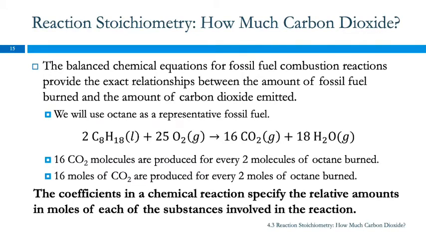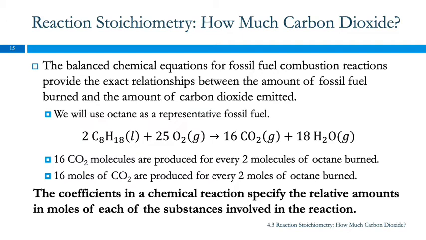So if we go back to our carbon dioxide global warming thing with the fossil fuel, we can write a balanced chemical equation for the combustion of fossil fuels. And that's going to give us the relationship between how much fossil fuel is burned and the amount of carbon dioxide that is released. Now, fossil fuels are not a single compound, right? They're a mixture of a whole bunch of compounds.